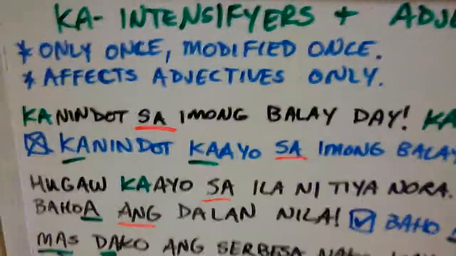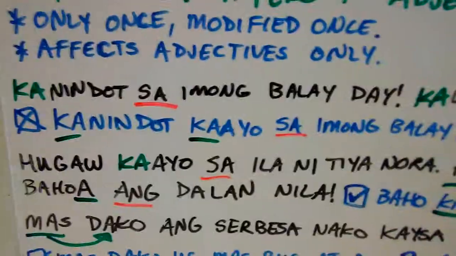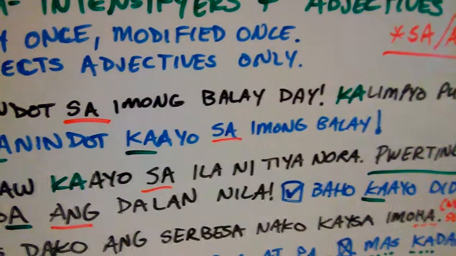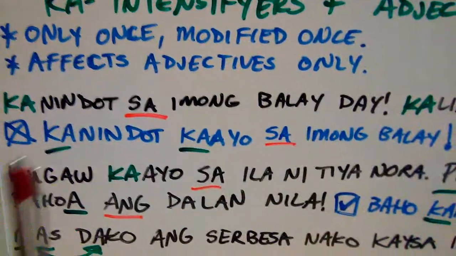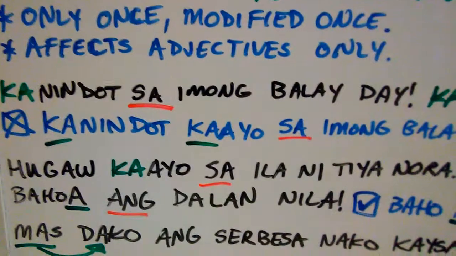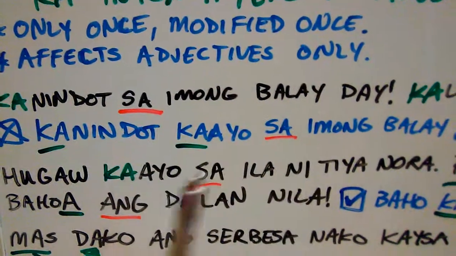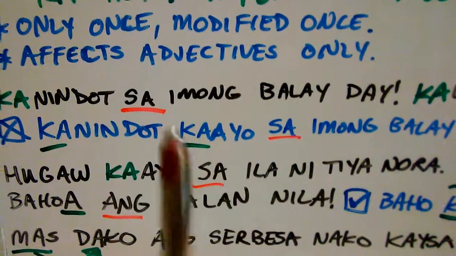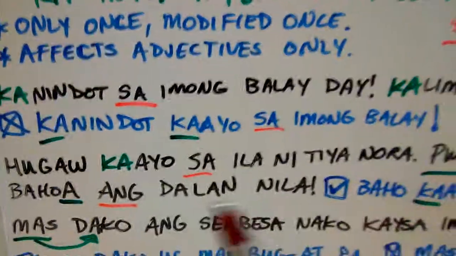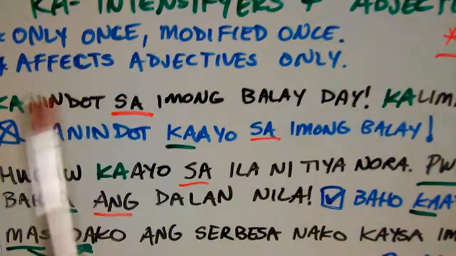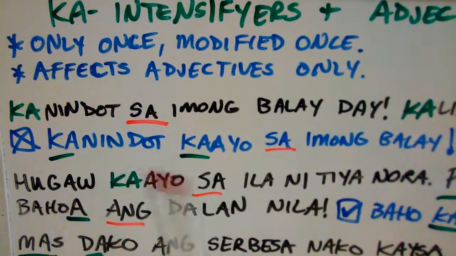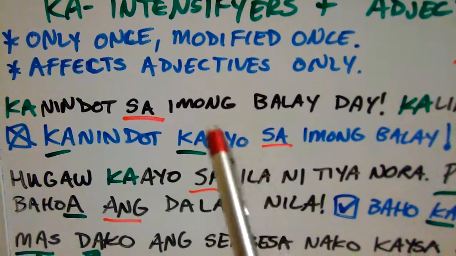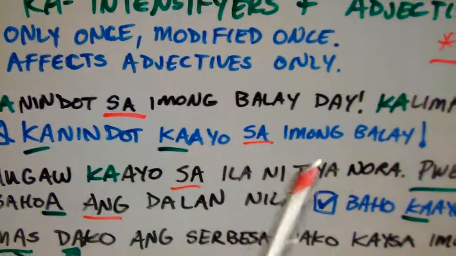So the next portion is our first example, and this is where you will see it, all right? Kanindot sa imong balay, day. Kalimpyo pud. Here we have the ka again, that intensified nindot, our adjective. And it's specific to something, right? This adjective is describing something specifically. That's why sa is there. And we can only use our specific markers with it, right? Kanindot, what is beautiful? What was being beautified? Oh, your house, it's being beautified, right?